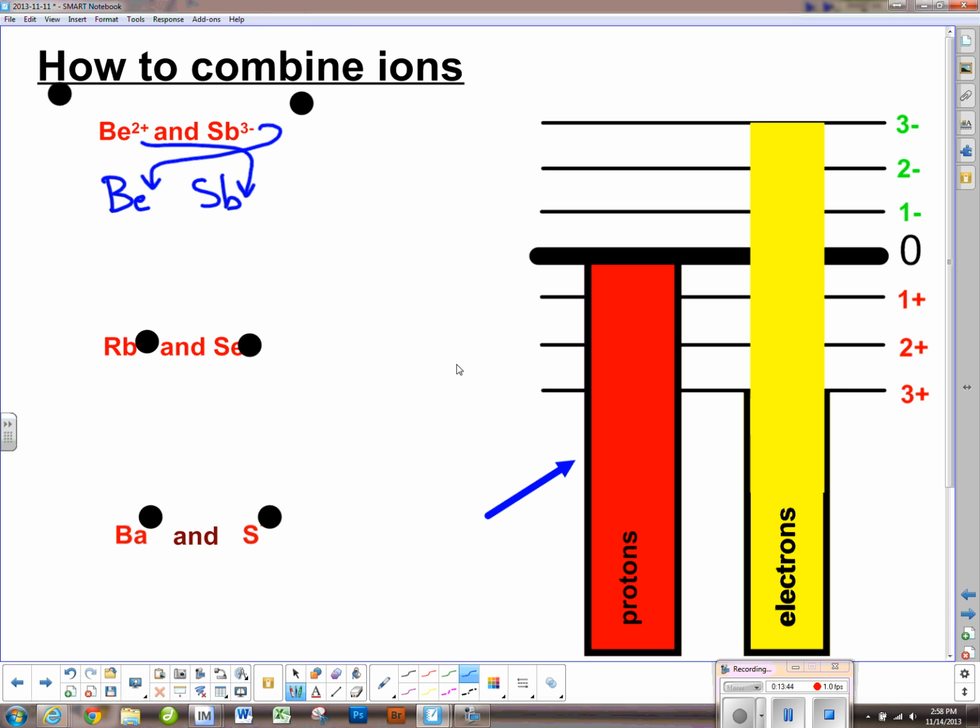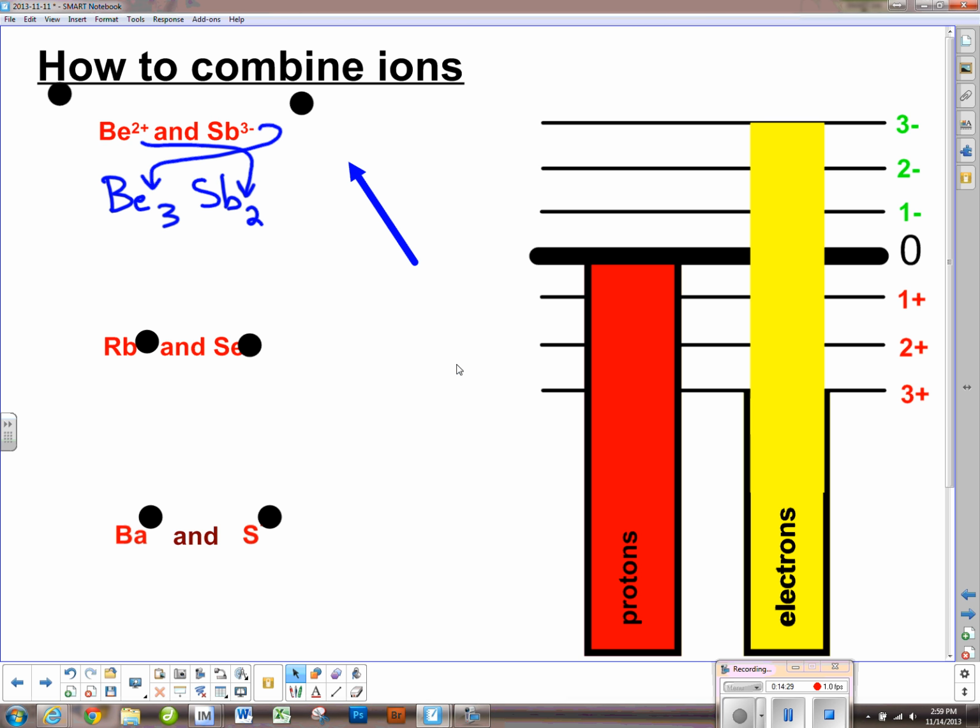Okay. What we do is we look at, let's go clear over here. There we go. This 3 comes over here, and we use the absolute value to get the subscript. So what's my subscript? 3. And this 2 comes over here to the antimony to make the subscript for antimony, which is 2. No, it's not minus. It's only absolute value. Absolute value is always positive.